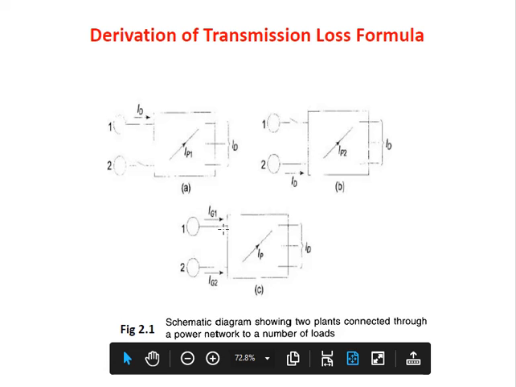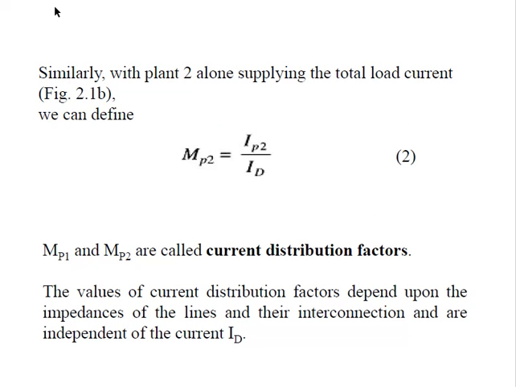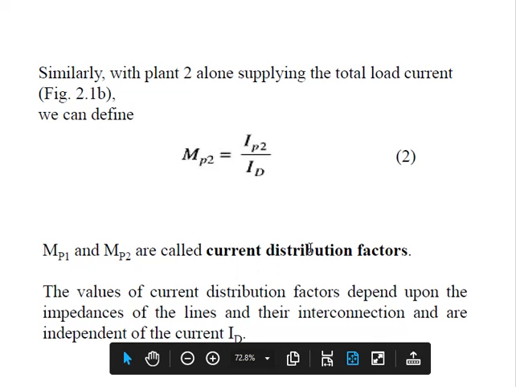From these three cases, we can calculate the current distribution factors. In the first case, when the total load current ID is supplied by plant 1, the current distribution factor MP1 is the ratio of IP1 by ID. In case 2, when plant 2 alone supplies the total load current, the current distribution factor MP2 is IP2 by ID. MP1 and MP2 are both called current distribution factors.